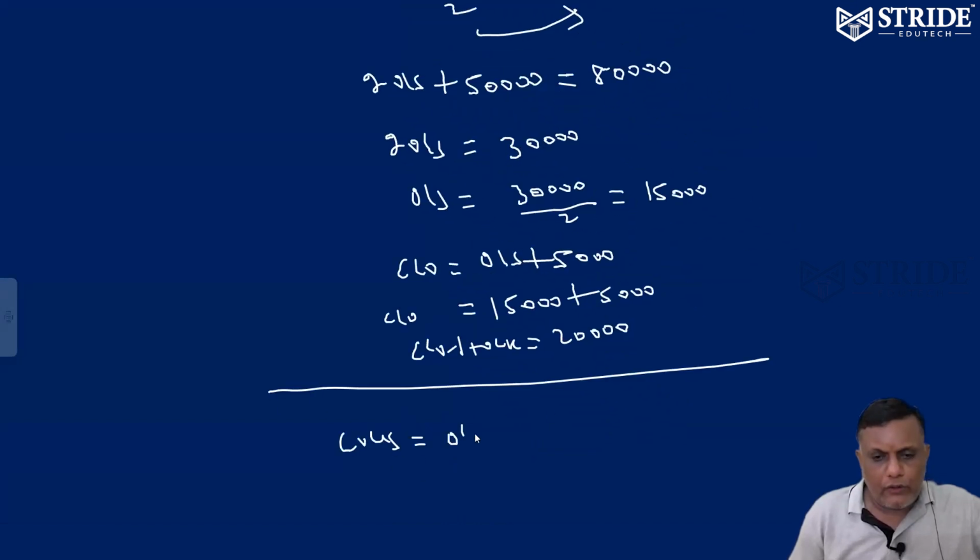Cost of goods sold is equal to opening stock plus purchase. Here the purchase is credit purchase only because there is no cash purchase. Credit purchase minus closing stock. What is closing stock here? 20,000. What is opening stock? 15,000.